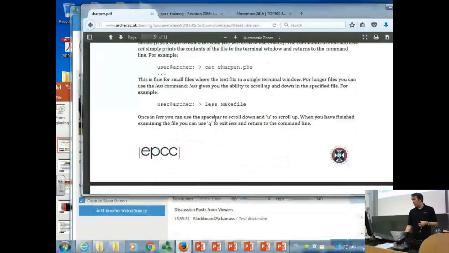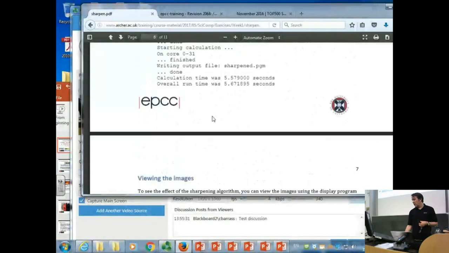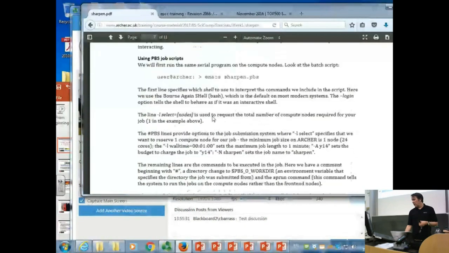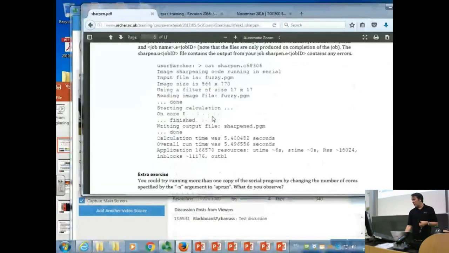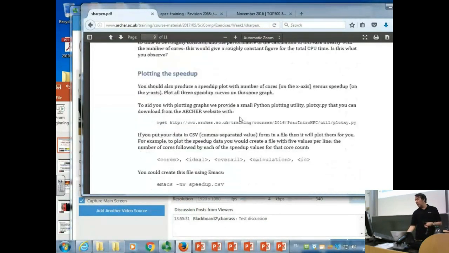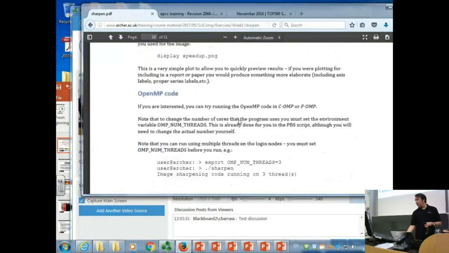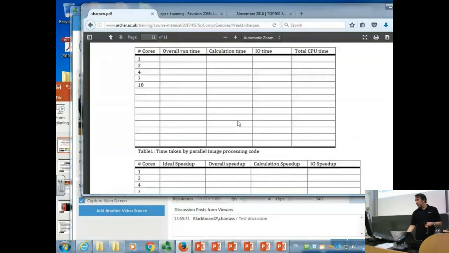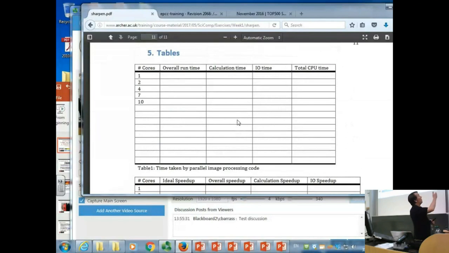But the important point is, towards the end, I want you to run a parallel job on the compute nodes. I mean, you should go through linearly, but the idea is to run the parallel job on the compute nodes and then look at the parallel performance. And there's a table here you can fill in: the number of cores you use, the overall runtime, the calculation time, the I/O time, the total CPU time. And I'll have reference results next week, which we can discuss.